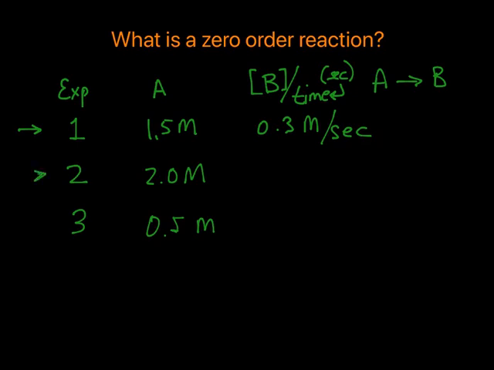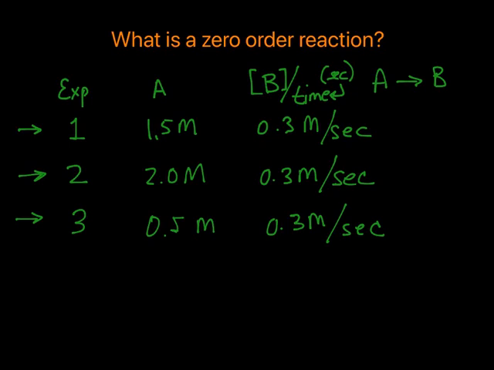We run experiment 2 in a different flask where we have initial concentration of A of 2.0 molar, but we find out that the production of B is going at the same rate. The absolute production of B is going to be different for all experiments, but the rate is the same. Again, we're talking about molarity of B over time point. And then we look at experiment 3, a different flask, where we're starting off with a 0.5 molar of A, and we find out that our production of B over time is the same as flasks 1 and 2.